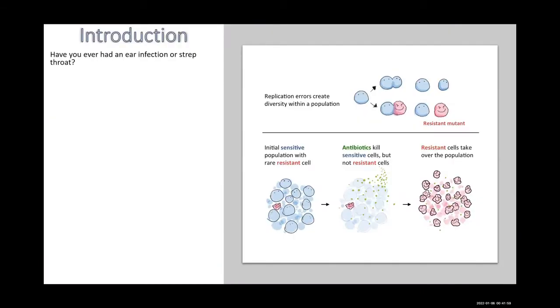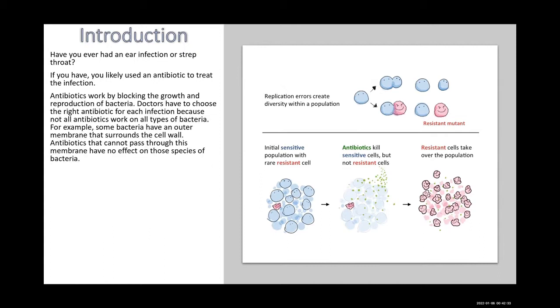Introduction. Have you ever had an ear infection or strep throat? If you have, you've likely used an antibiotic to treat the infection. Antibiotics work by blocking the growth and reproduction of bacteria. Doctors have to choose the right antibiotic for each infection because not all antibiotics work on all types of bacteria.